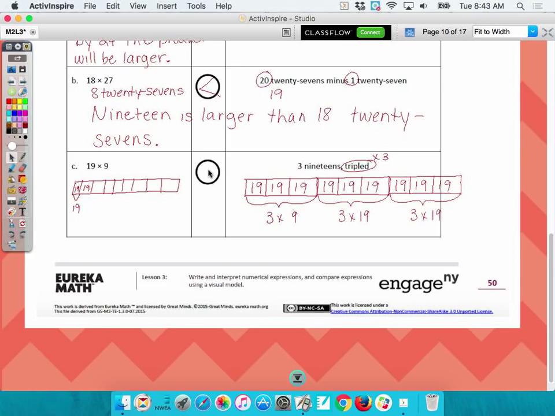Okay, so one thing you could do if you didn't feel like drawing all this, could you do 3 times 3? Yes. And then times 19? Yes. You could do that. Okay, how do I answer this? Both sides equal because, why? Because they're both 9 groups of 19, okay?